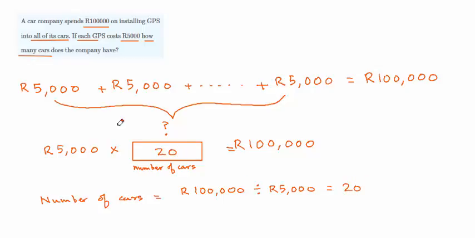So there were 20 cars in all, or in other words, the number 5,000 was added to itself 20 times, so that the total in the end was 100,000.